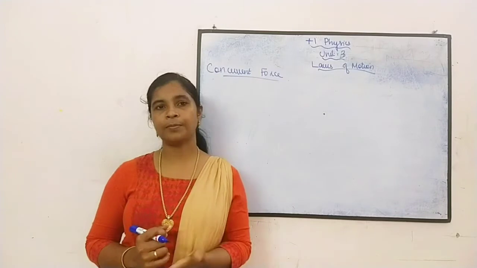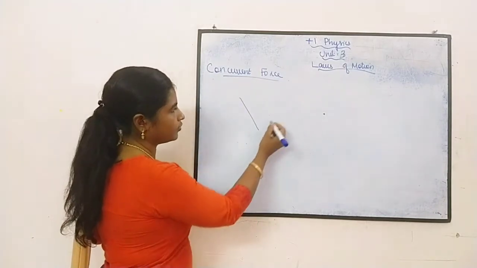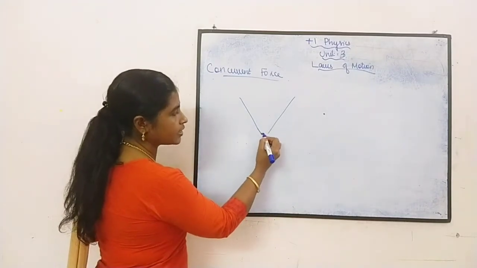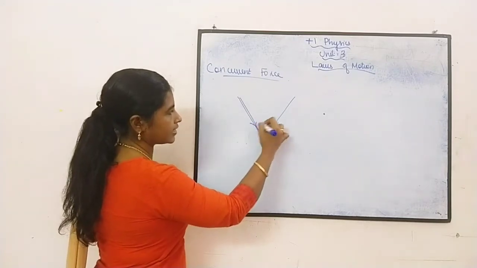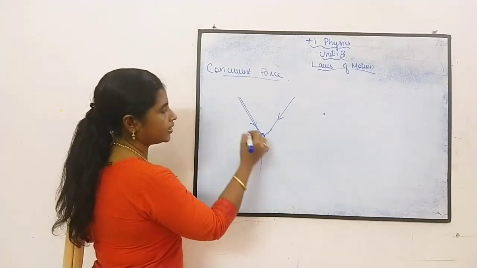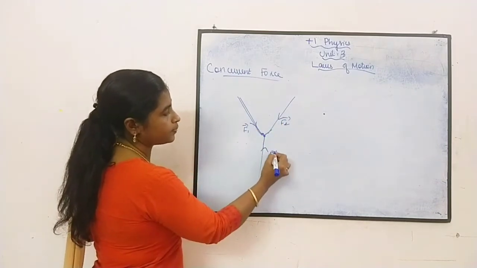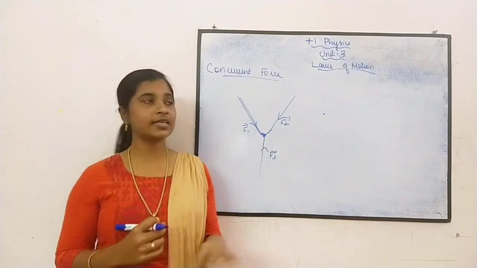What is meant by concurrent force? Suppose you consider more than one force, one or two or three forces. If all these three forces act at a particular point, at a single point, this force is acting at this point, this one at this point. If all these forces act at a common point, such a type of force is called concurrent force.